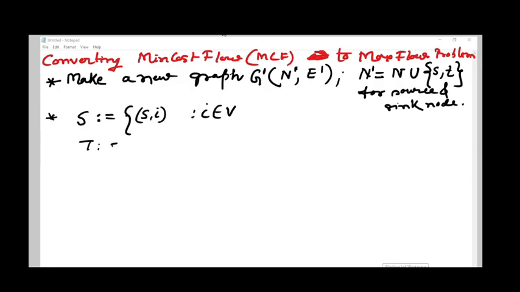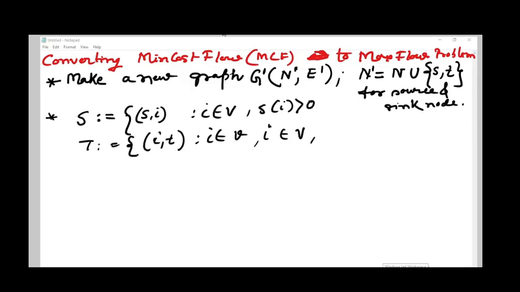How will the sink behave? T comma i, sink node, where i belongs to V. Here, for the source, Si is greater than 0. Here, i belongs to V, and Si for a sink node is less than 0.